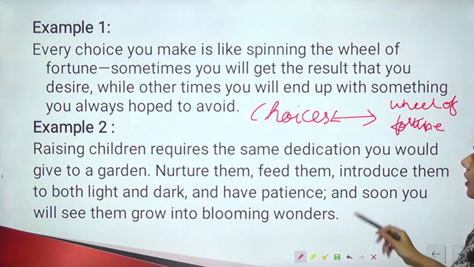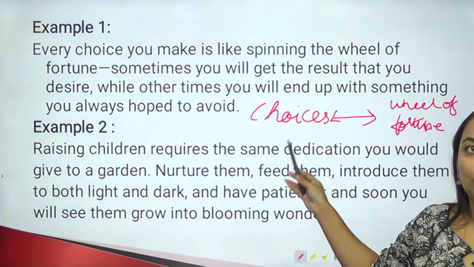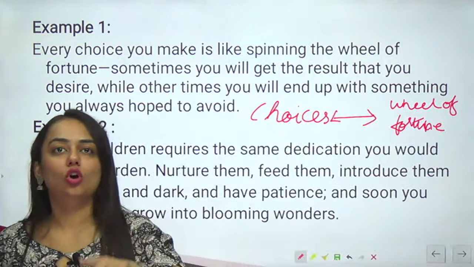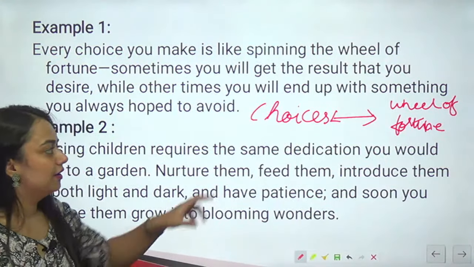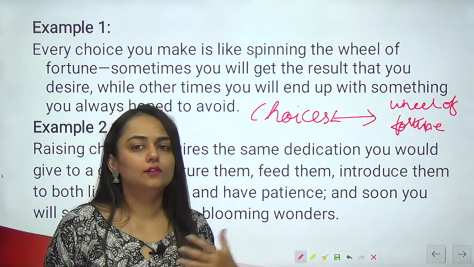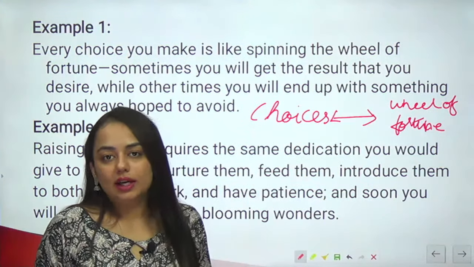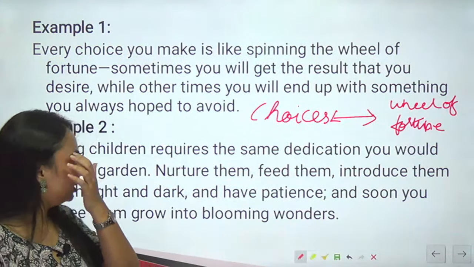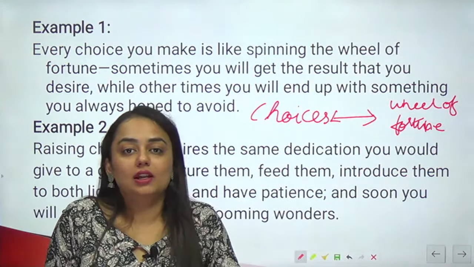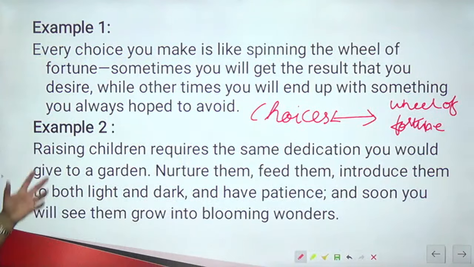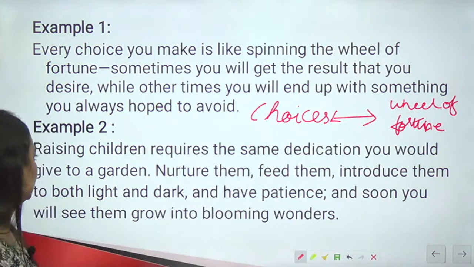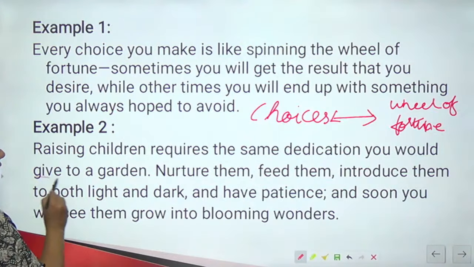So this is drawing an analogy between the choices we make and spinning the wheel of fortune. Because when you spin the wheel of fortune, sometimes you end up with good things. You feel yourself the lucky one. Other times you might not end up with the good things, right? Same as with the choices. Sometimes your choices do work out, sometimes they don't. They fail badly.